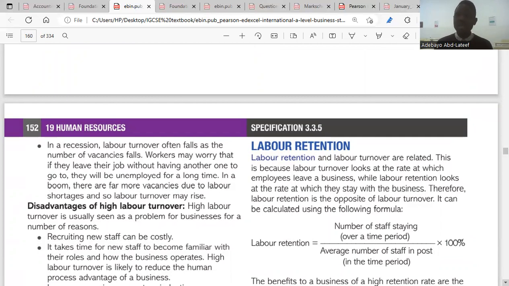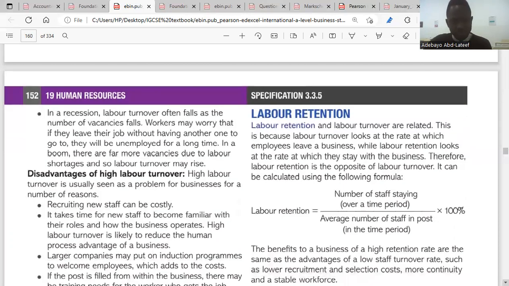In recession, jobs are scarce, unemployment is rampant. So as a result of that, workers don't want to leave their job because they might not have another one. But during the boom, if there is economic growth in an economy, workers might start seeking other alternatives that might improve their life, that might improve their lifestyle, that might improve their opportunities at the workplace. So these are the reasons why labor turnover can increase or reduce.